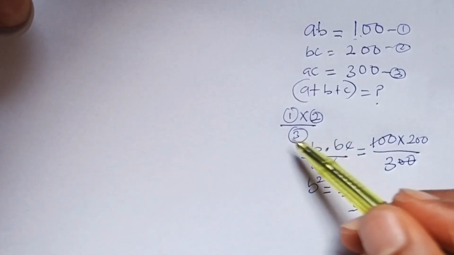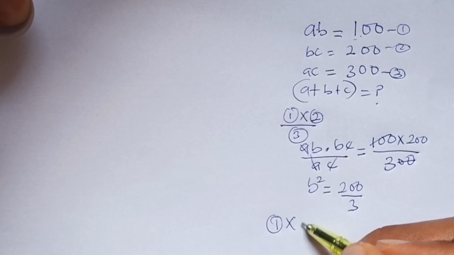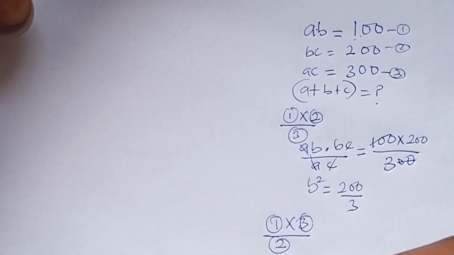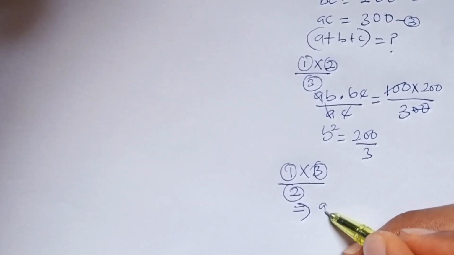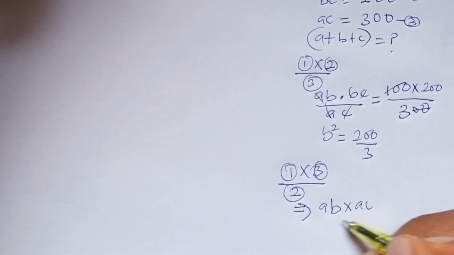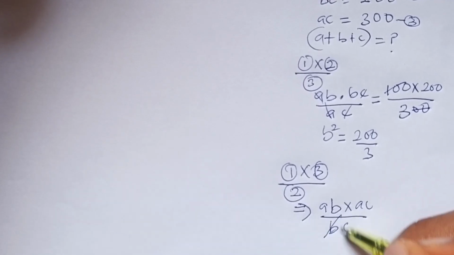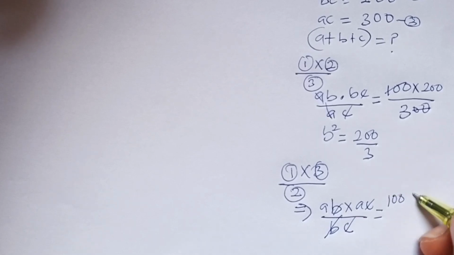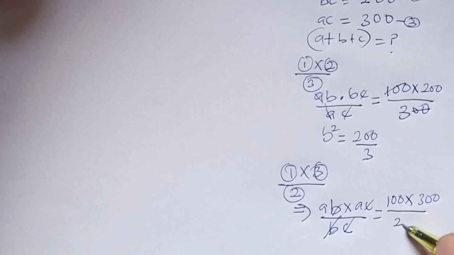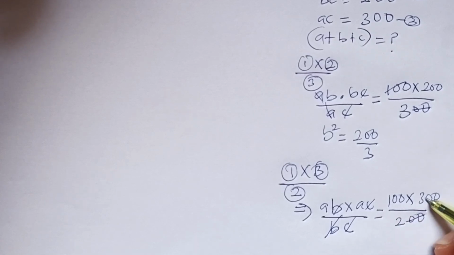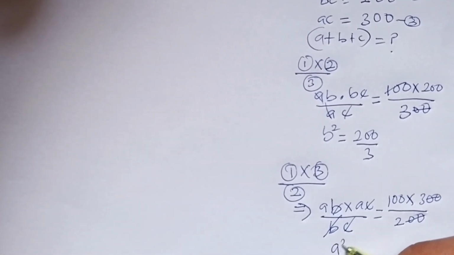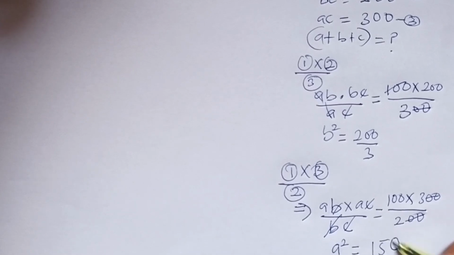Moving on, we can interchange this and we have equation 1 times equation 3 divided by equation 2. Now this implies, what's equation 1? We have AB times AC all over BC. What's AB? 100. AC 300. BC 200. We have 50 times 3, which is equal to 150. So we have that A squared is equal to 150.